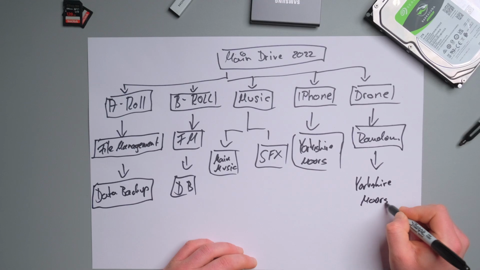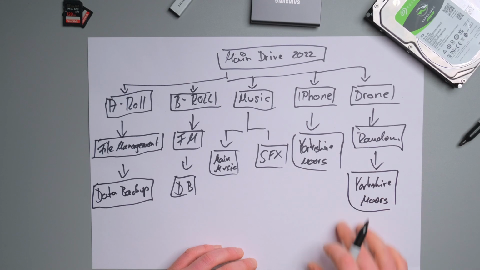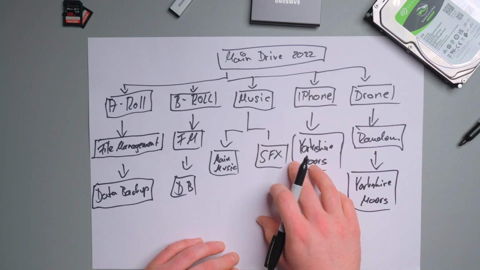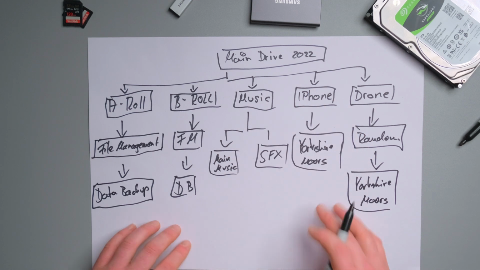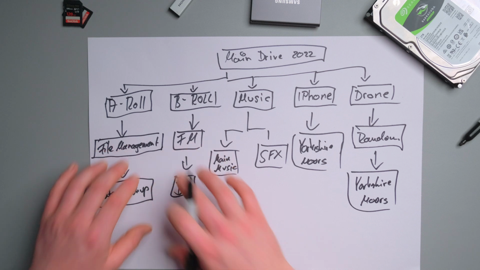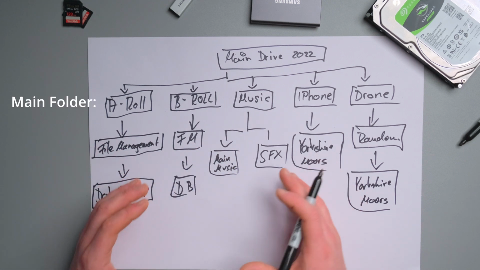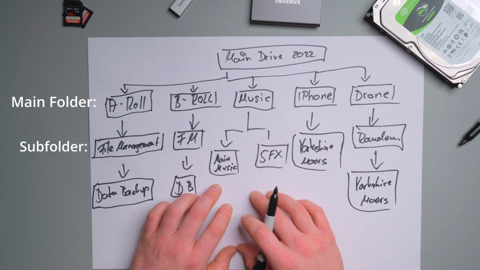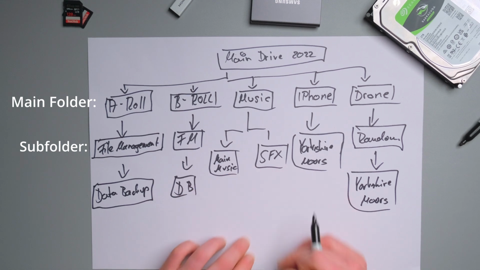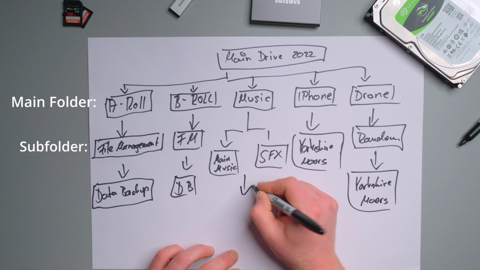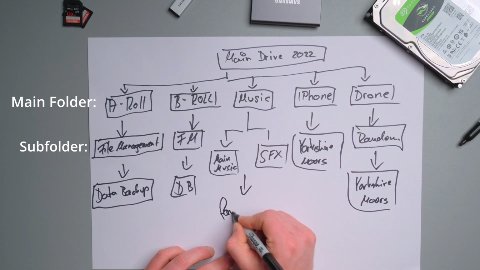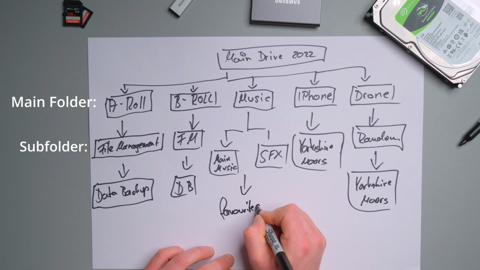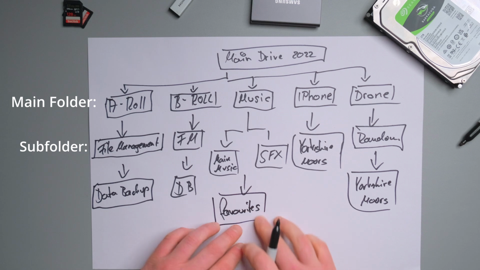And always know what sort of footage is in which folder. So basically A and B roll, always matching subfolders to have it for one project. My music is broken down between main music and special effects. You could also do a folder called favorites or anything like that, if you've got favorites you like or use more often.